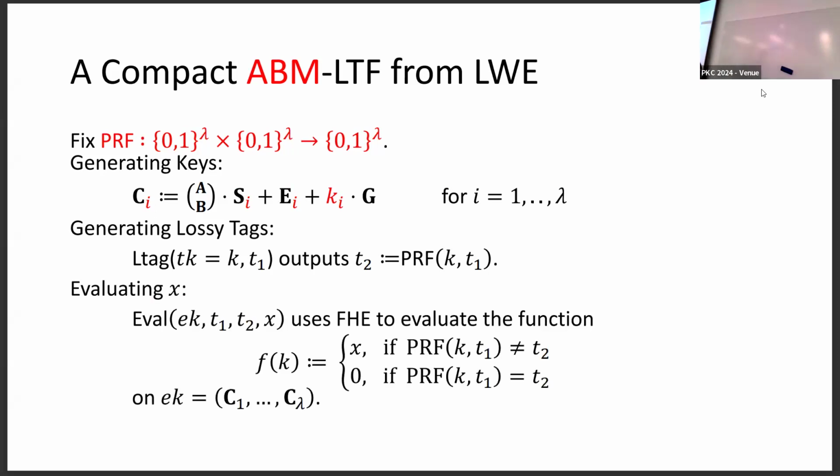If you want to evaluate, now it's a bit tricky, but on a high level we can use the dual GSW FHE encryption scheme to evaluate the following function on the encryption of the PRF key. This is a function that takes the PRF key as input. If our tags T1 and T2 are non-lossy under this PRF key, then it outputs X as the circuit output. If they are a lossy tag pair, then it outputs 0. And we can evaluate this on our ciphertext, because our relation key is just an encryption of the PRF key.